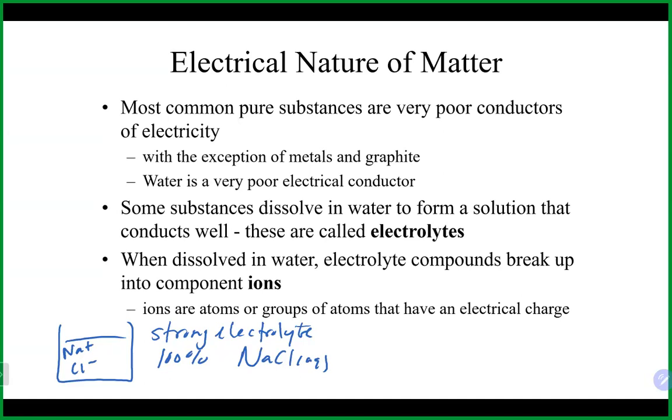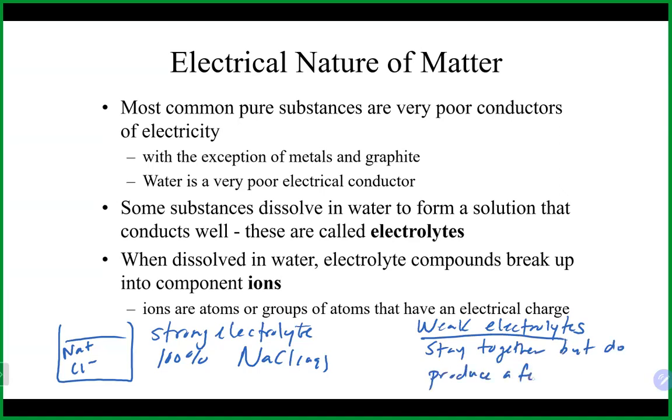So we'll see a picture. If you put an electrode that has a light bulb on it into a strong electrolyte solution, the light bulb will shine really bright because it's able to conduct electricity really well. The light bulb will turn on, it'll be really bright. There are also weak electrolytes, which mainly stay together, but do produce a few ions. And in that solution, for example, we'll use something like HF, which is hydrofluoric acid.